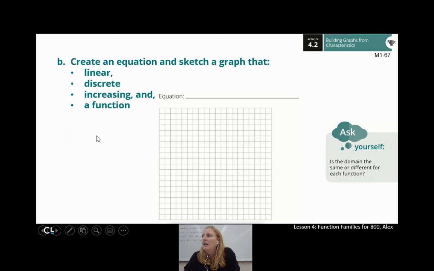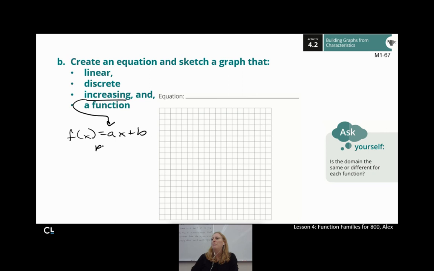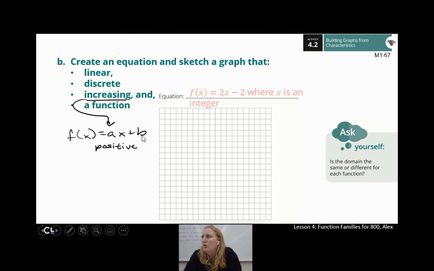Create an equation and sketch a graph that is linear, discrete, increasing, and a function. All right, if it's linear, we're using this one. If it's increasing, that means I need my A value to be positive. Otherwise, you're pretty free to pick what you like. So I decided to use f of x equals 2x minus 2. Now, it does say discrete, and that's where I wrote where x is an integer. I don't want a solid line. I want dots. I want points, unconnected points.